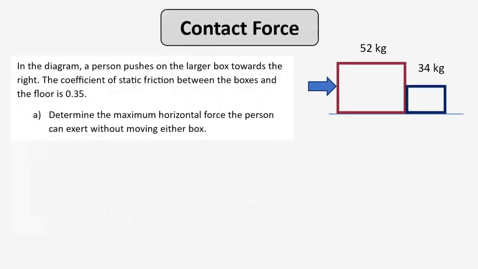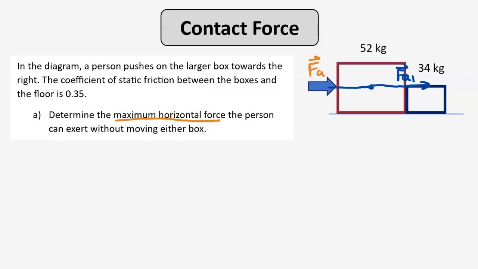So let's do this starting with part A. Determine the maximum horizontal force the person can exert without moving either box. I've labeled that as FA. Now, we generally draw those forces from the middle and out, so let's redraw that like so. From the middle of that 52 kilogram box to the right, it's pushing it to the right.